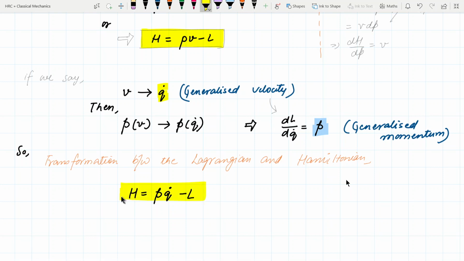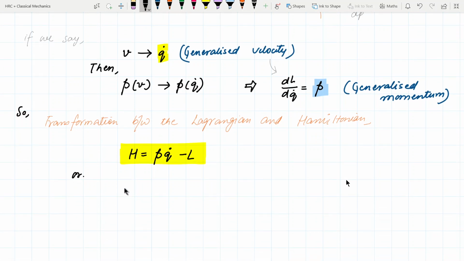That's it. Or in general I can write that the Hamiltonian, which is a function of q, p and t, is equal to the generalized momentum multiplied by the generalized velocity minus L, which is a function of q, q dot and t. Okay, so this is a transformation. If you want to transform the Lagrangian to a Hamiltonian in a given system, then this is the equation that you will use.